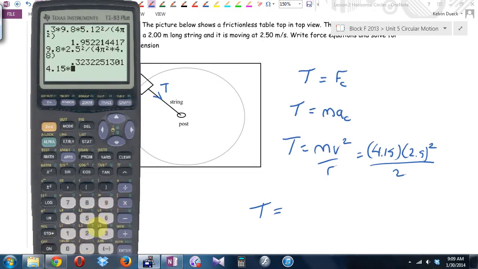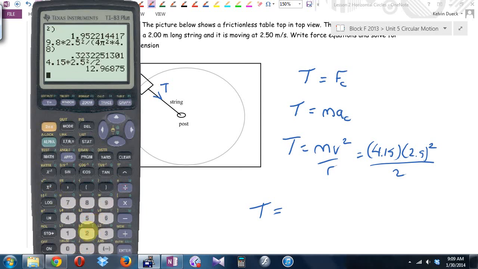4.15 times 2.5 squared divided by 2. And I get 12.9, I guess 13.0 newtons? Is that right? Yeah.